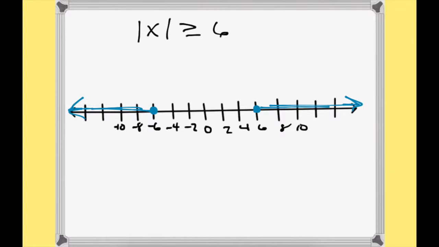So again, since we had a greater than or equal to inequality, we're looking at or. So to write the solution of that inequality, we read it as x is less than or equal to negative 6, or x is greater than or equal to positive 6.